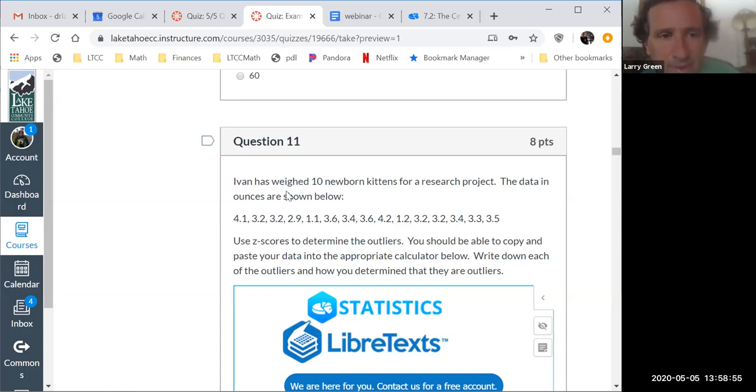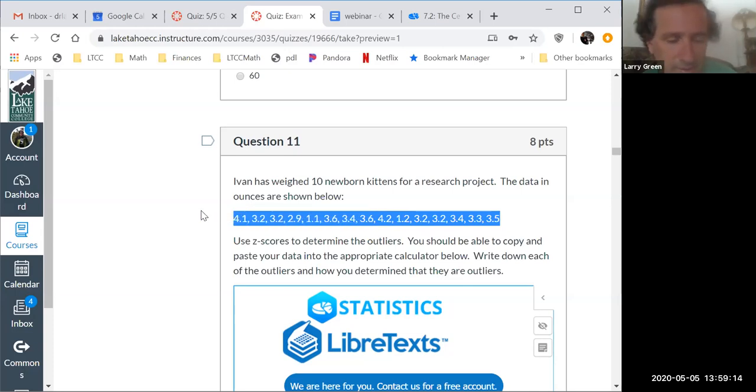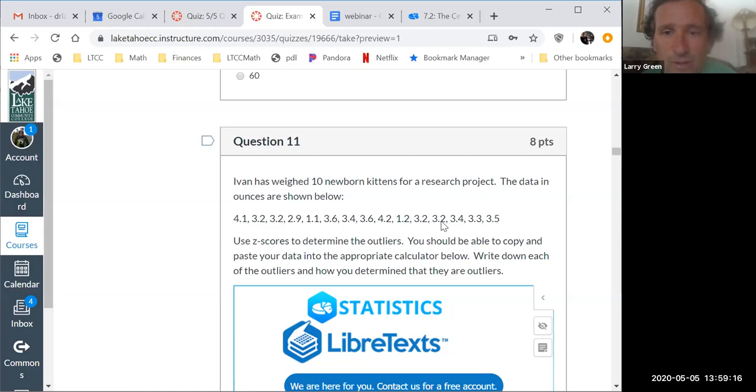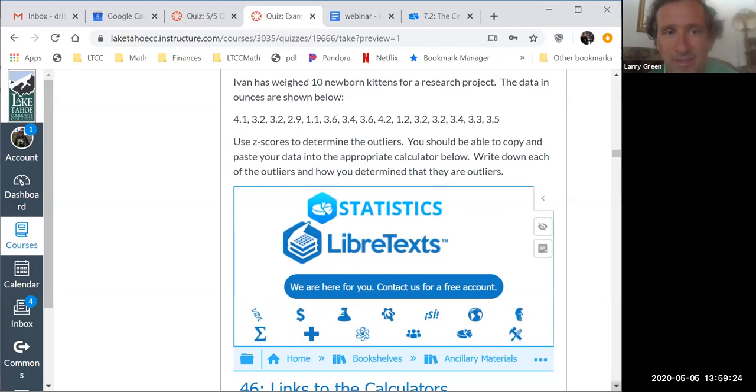Okay. I'm going to weigh 10 newborn kittens for a research project. The data in ounces are shown below. Here we go. Use z-scores to determine the outliers. And then I gave you a hint: copy and paste into the appropriate calculator. So I'm just going to copy. This way we don't have to type it over and over again. One reason, by the way, where this is actually easier than a handheld calculator, which you can't copy and paste.